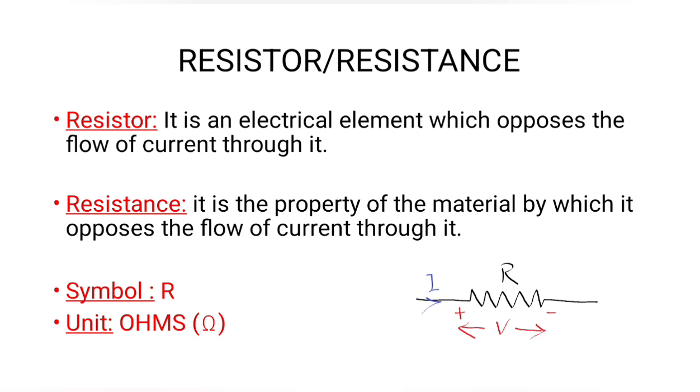Let us discuss the resistor and resistance definitions and the equations related to those passive elements. So resistor, it is an electrical element which opposes the flow of current through it. And resistance, it is a property of the material by which it opposes the flow of current through it. The symbolic representation of resistor is given here as a picture. And the symbol is R, capital R. If you apply a voltage across the resistor, we will get a current flow through this. Unit of this resistance is ohms.